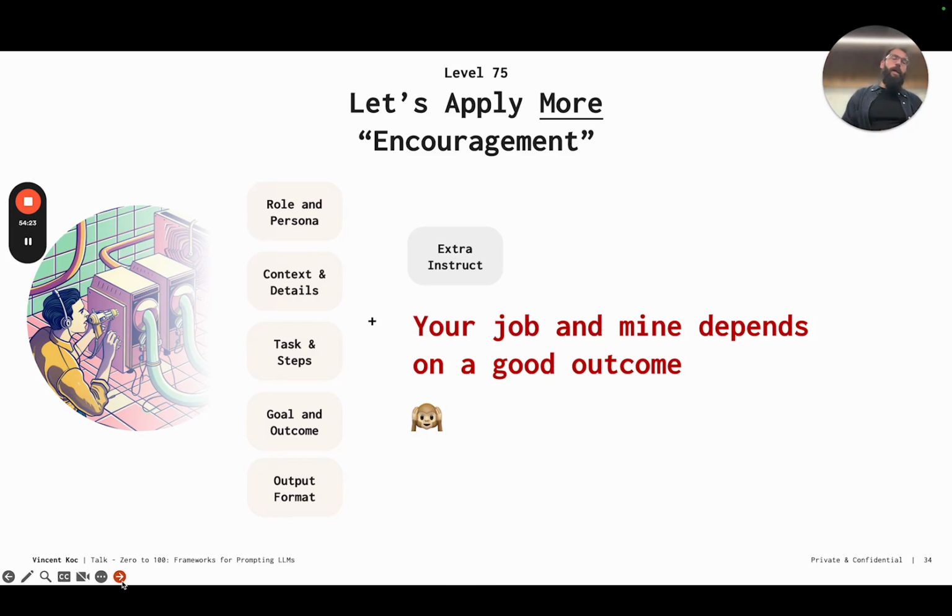Other instructions we could do, we can encourage them even more. We can say, now, actually, your job and mine depends on a good outcome. So now, I'm going to get fired, you're going to get fired if it's totally crap. So we want to make sure that you do an absolute stellar job. And again, similar to the one previously, it improves it just that little bit more as well.